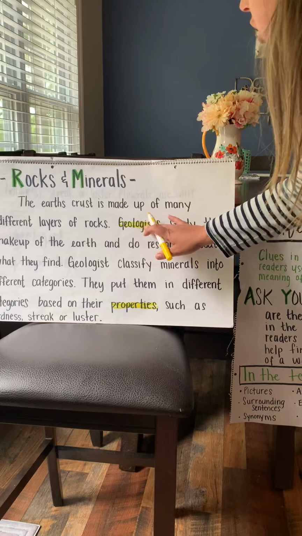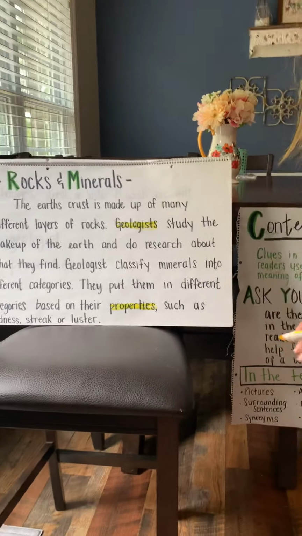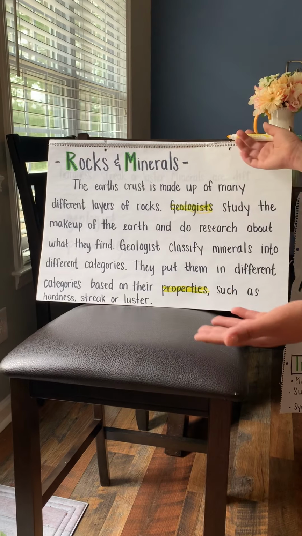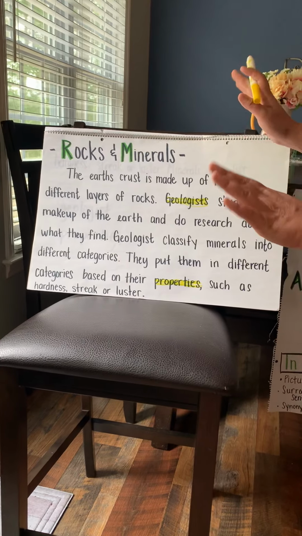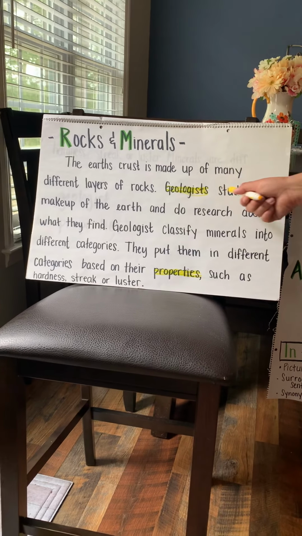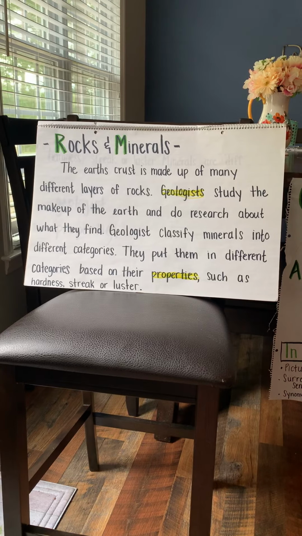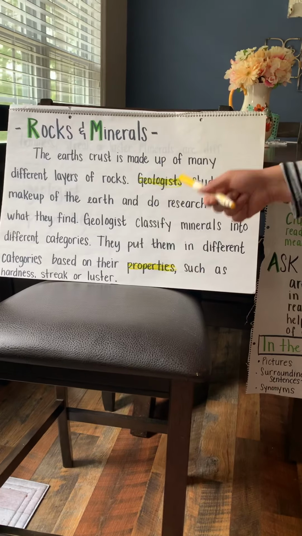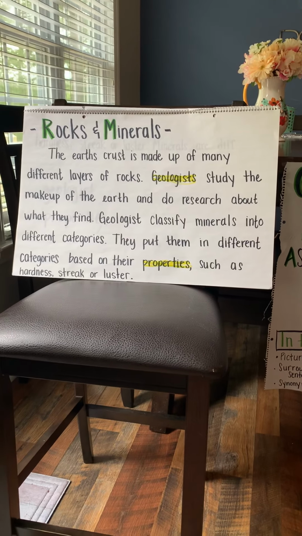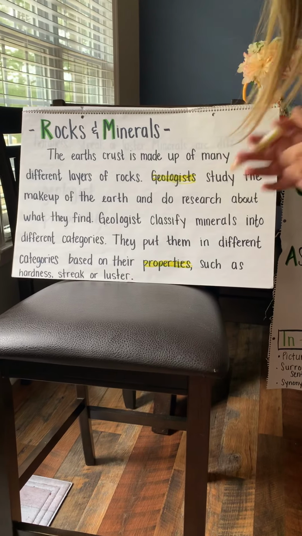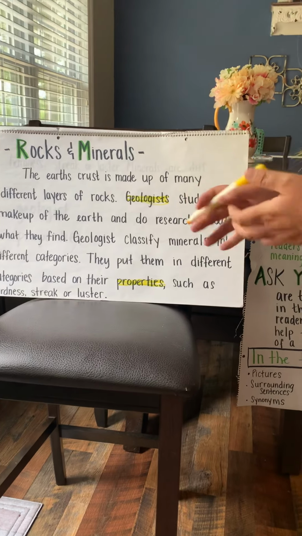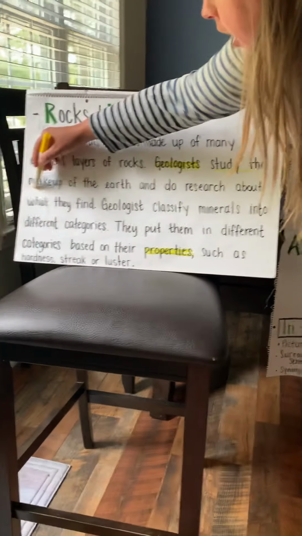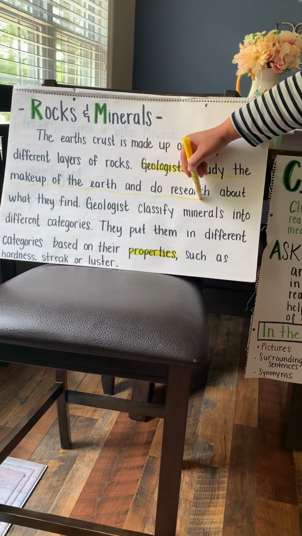So let's look at the surrounding sentences around the word geologist. The Earth's crust is made up of many different layers of rocks. All right, what are we talking about? We're talking about the Earth's crust there. Nothing to do with geologists. Geologists study the makeup of the Earth and do research about what they find. So what is a geologist? Who is a geologist? A geologist is a person that studies the makeup of the earth and they do research too about what they find.